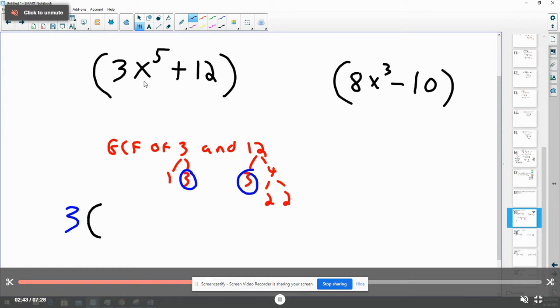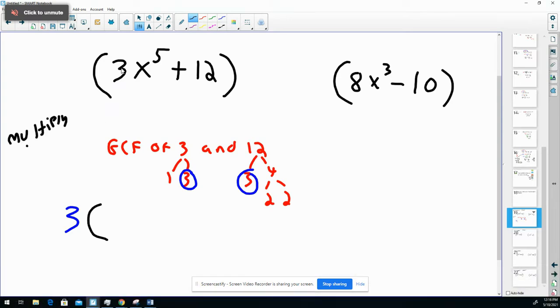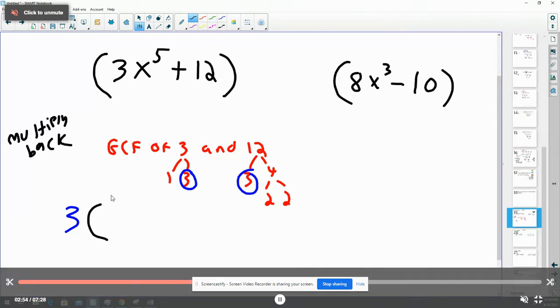Now I'm going to multiply back. 3 times 1 gets me 3. The x to the fifth is going to stay x to the fifth. And then 3 times 4 gets me 12. So if I multiply this, 3 times 1 is 3x to the fifth, 3 times 4 is 12. So this will multiply back to that.